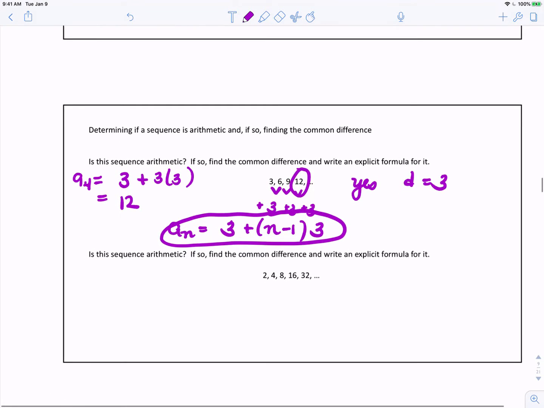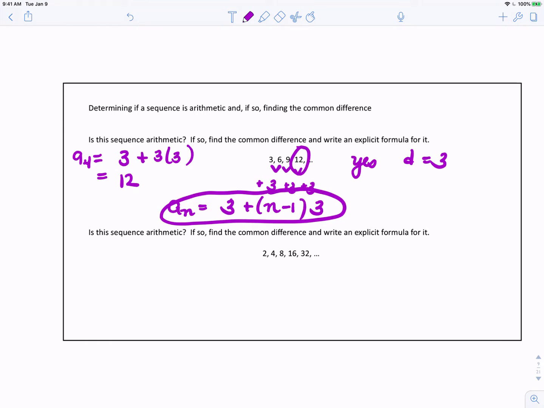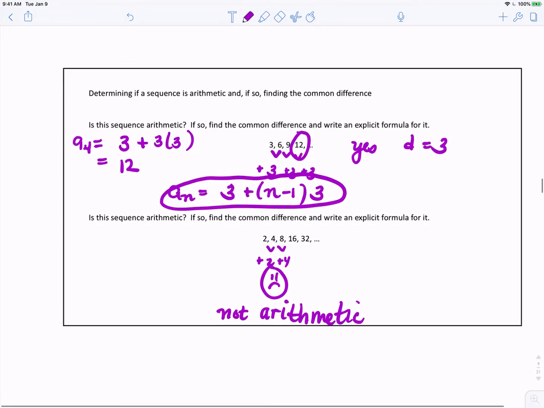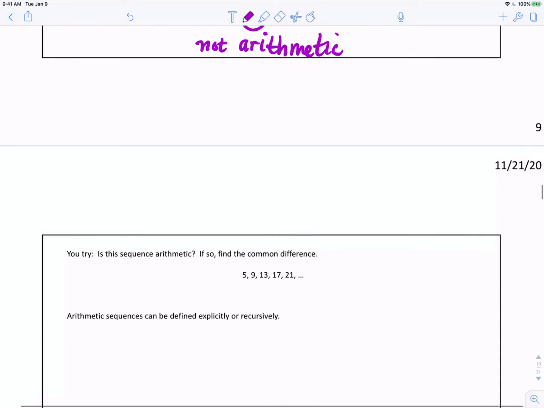Is this sequence arithmetic? If so, find the common difference and write an explicit formula. Between these two, we add 2. But between these two, we add 4. So we're not adding the same thing each time, so this is not arithmetic. Because the feature of an arithmetic sequence is the difference between any two terms is always constant, always the same. Here, you try this one. Is this sequence arithmetic? If so, find the common difference.